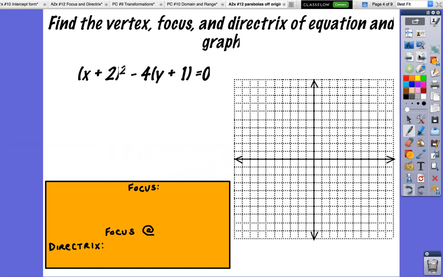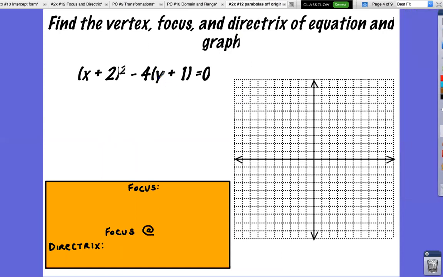Man, this kind of stinks. What do you think I should do first? No one? Distribute the -4. Good. We know that we have to solve for y because it's our linear variable. Look, x is being squared, so I want to distribute this -4. So when I do that, I've got x plus 2 squared minus 4y minus 4 equals 0.